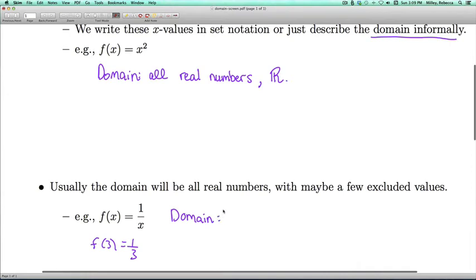And there's a few ways you could say that. I would be fine if you just said the domain is x not equal to 0. More formally, you could write x belonging to the real numbers such that x is not equal to 0.